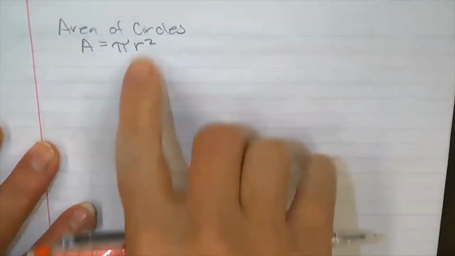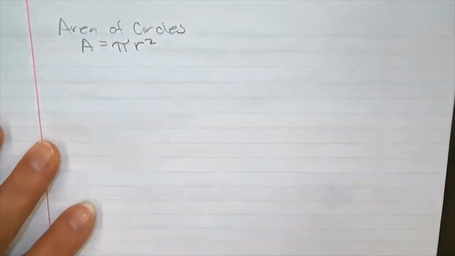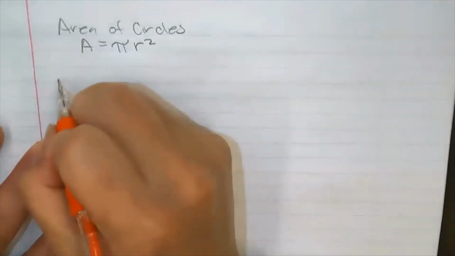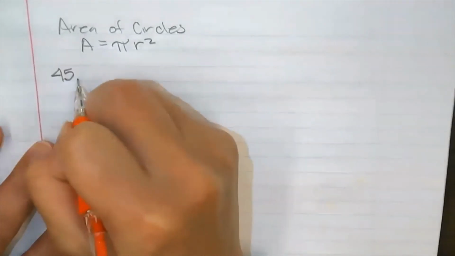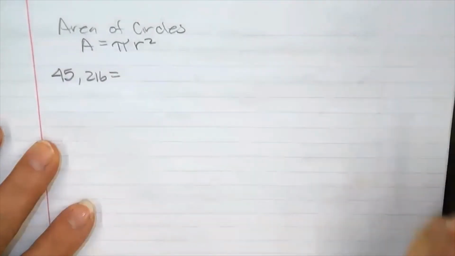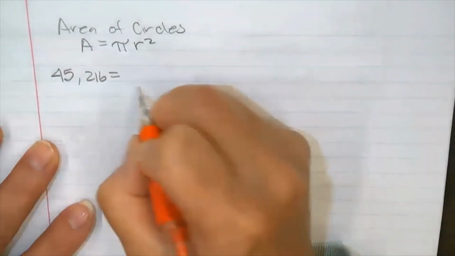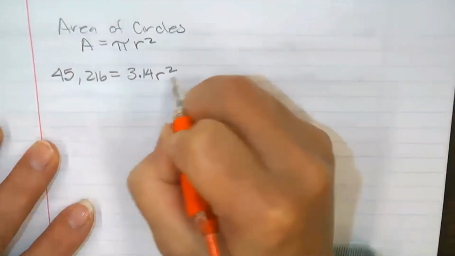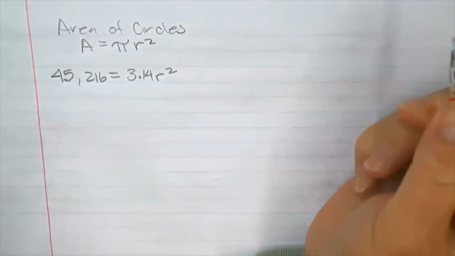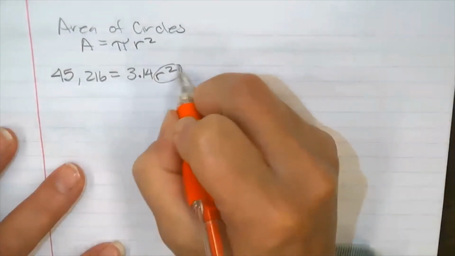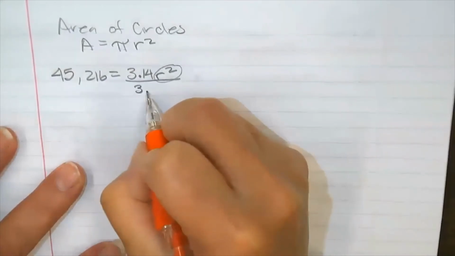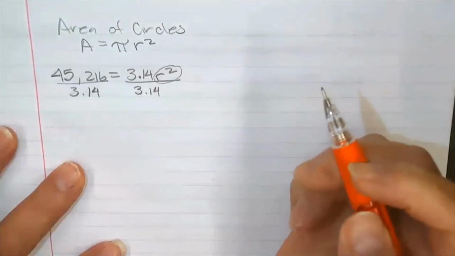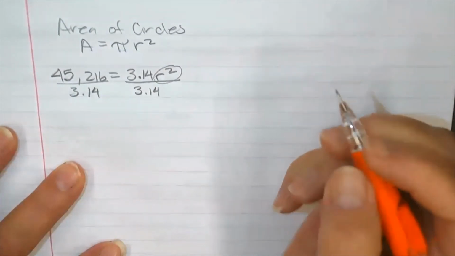And sometimes they give us the radius, but sometimes they give us the area. So in this case, the book has given us the area, 45,216 equals pi, which is 3.14, times r squared. And we want to find the radius. Okay, so let's isolate our variable. I'm going to divide by 3.14. What I do to one side, I must do to the other. And definitely use a calculator for this.